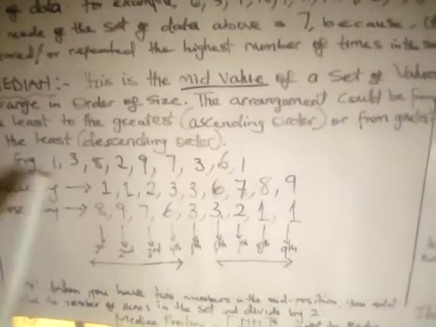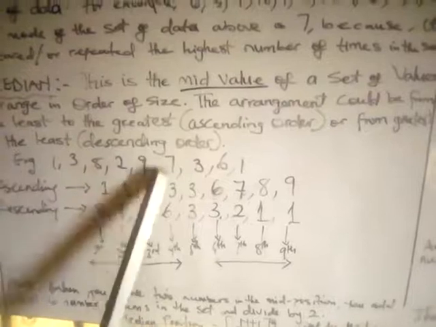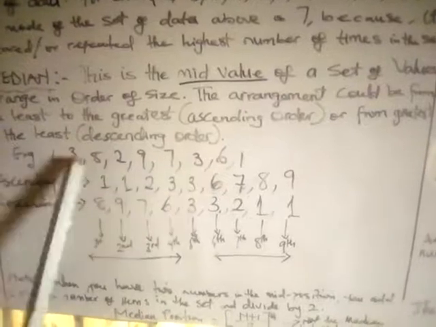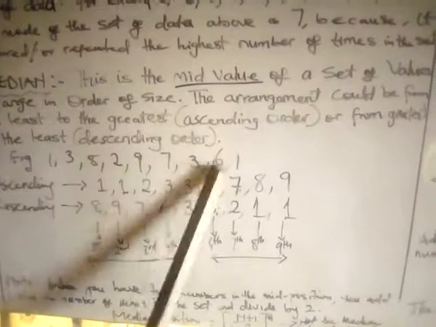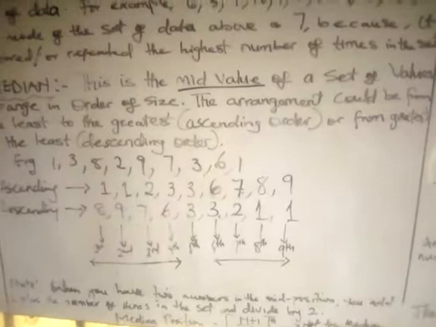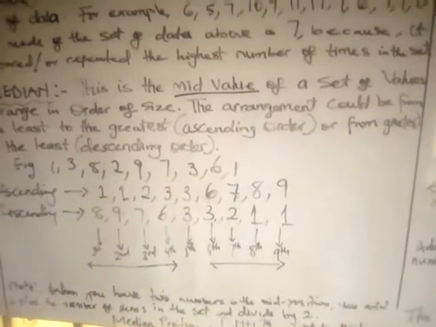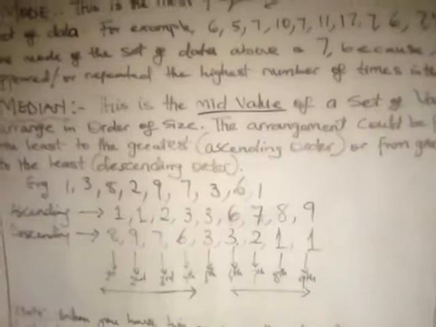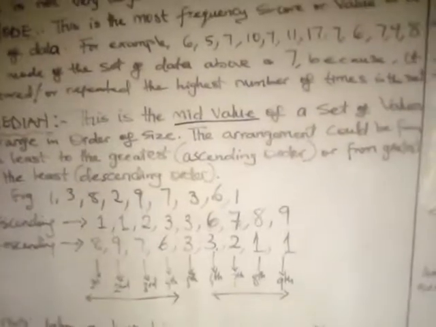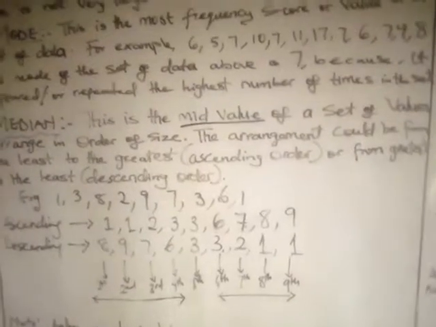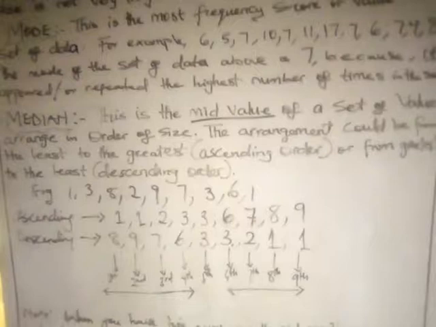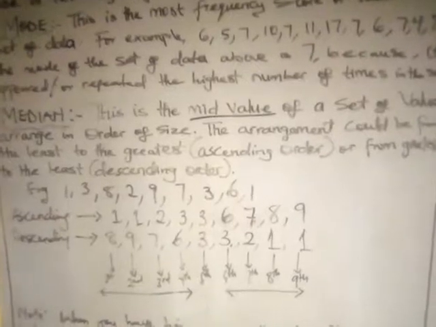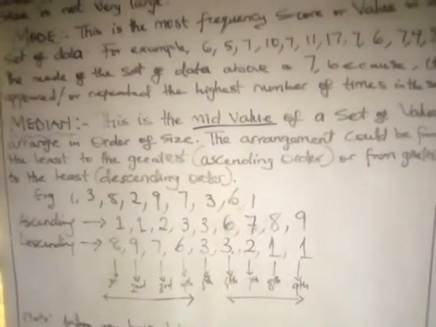For example, if you have 1 3 8 2 9 7 3 6 1, you have 1 2 3 4 5 6 7 8 9. So you have 9 values for this set of data. But now see, it is not being arranged in an orderly form. Maybe in ascending or descending order. So you need to look out for arranging it in ascending or descending order.